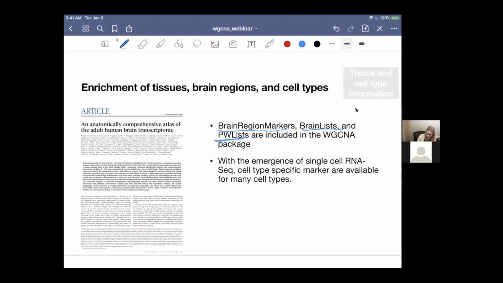Just because I'd been working on some single cell data the week before I did this, there are also several databases that have cell-specific markers that we could use in these types of analyses. And these databases tend to just keep growing and improving with the more single cell RNA-seq that's being used.